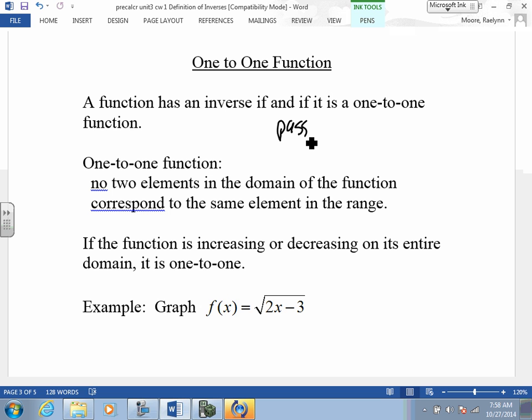It passes your vertical line test as well as your horizontal line test. Okay, it passes your vertical as well as your horizontal. Alright. So let's take a look at another example. It's just not letting me use this at all.